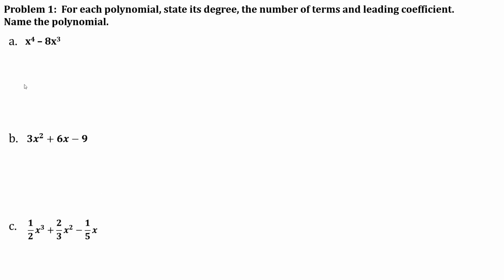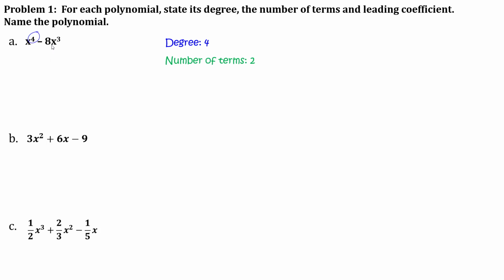All right, so for problem 1, this is going to be a review, just like we do in class. We often review previous material. For each polynomial, state its degree, the number of terms, and leading coefficient, and then name the polynomial. So problem 1, part A, it says x to the fourth minus 8x cubed. This is a polynomial. The degree of this polynomial is 4, or fourth degree, because the highest power is 4. The number of terms is 2.